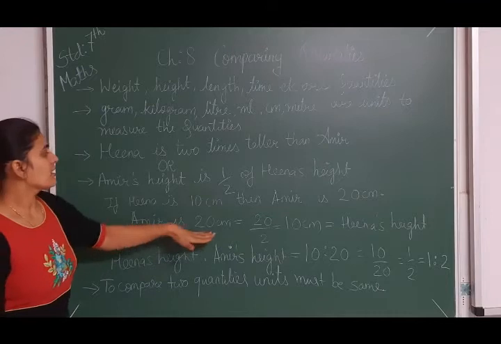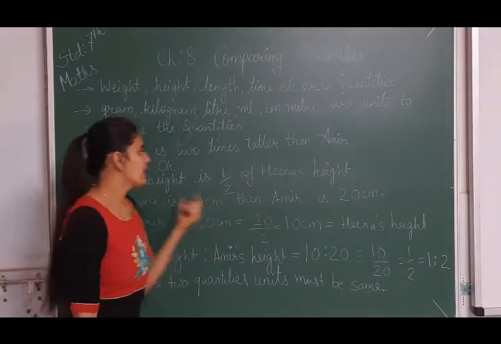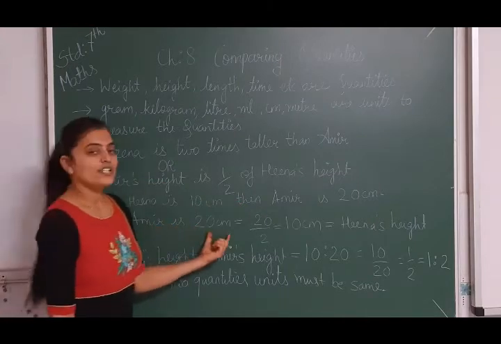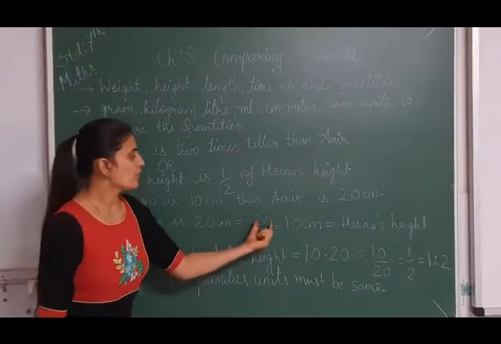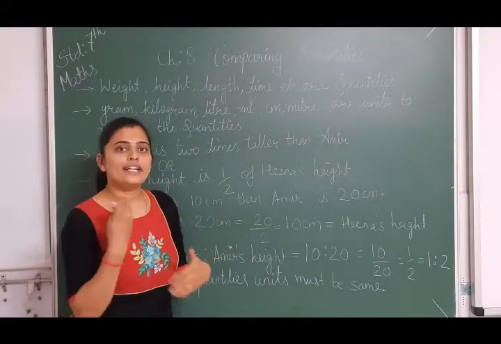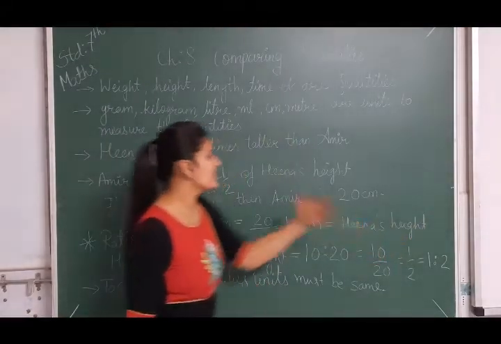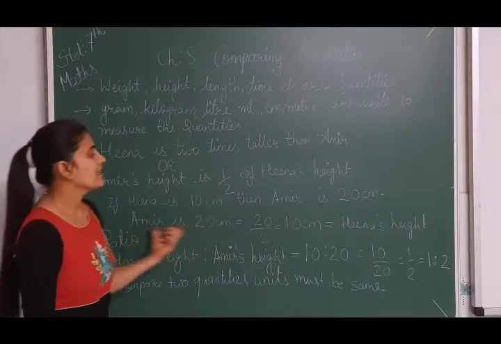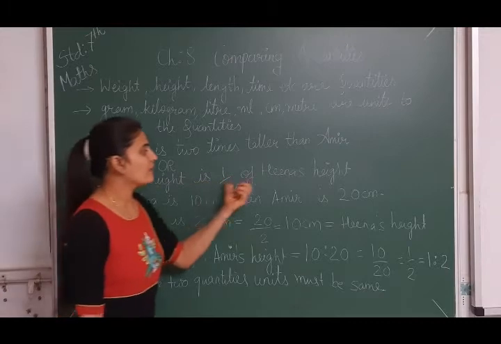Now the next statement: Amir's height is half of Hina's height. Now what is Hina's height? It is 20 centimeter. Half means we have to divide it by 2. So if we divide 20 by 2, what are we getting? 10. And what is 10? 10 is Amir's height.